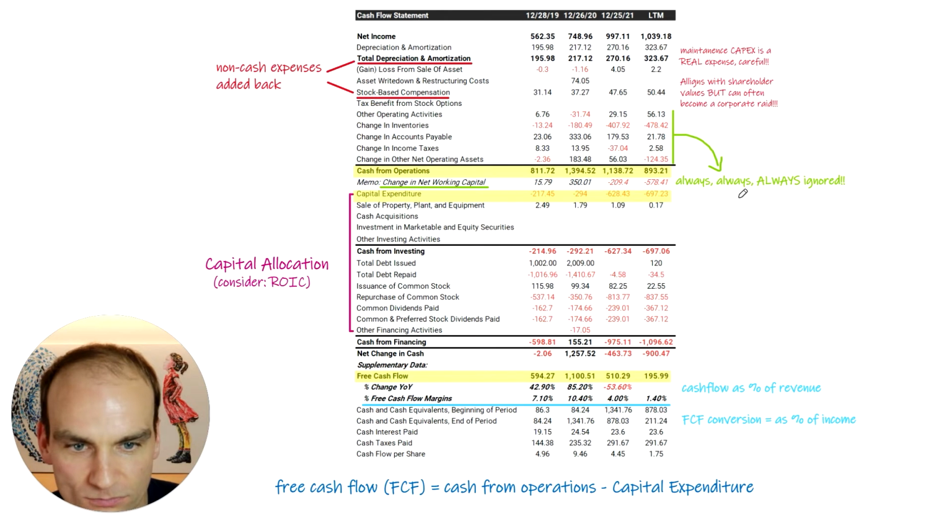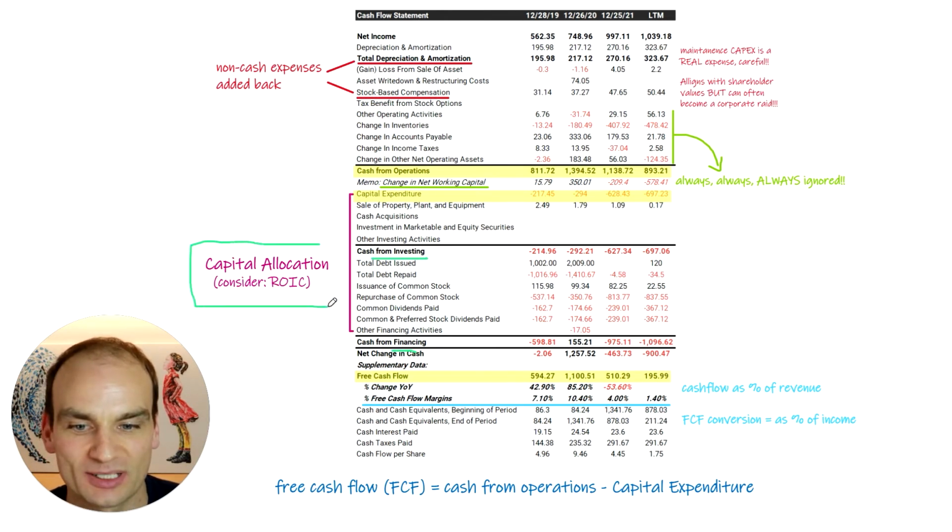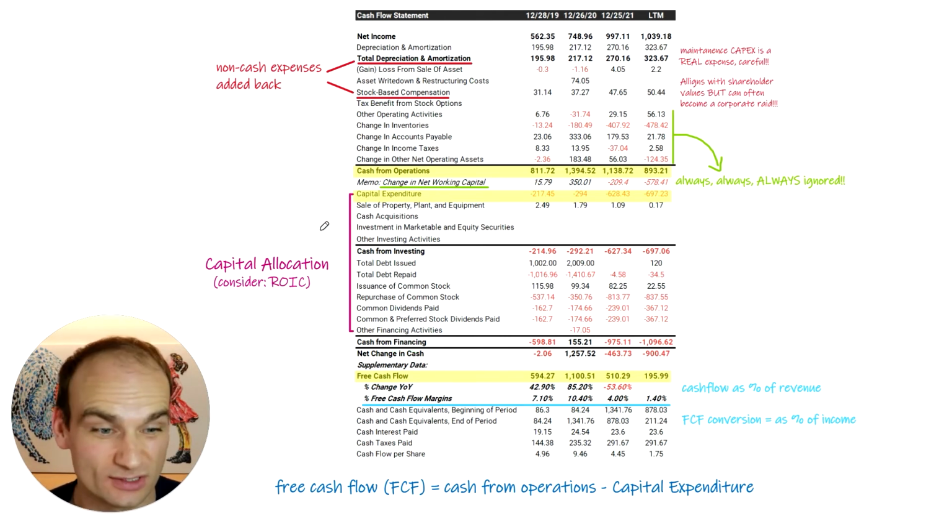Some of the stuff you need to pay attention to: non-cash expenses, as well as changes in working capital. The next segments, you've got cash from investing and cash from financing. This is all about capital allocation. Capital allocation mix can be different for different types of businesses. There's nothing wrong with that whatsoever.